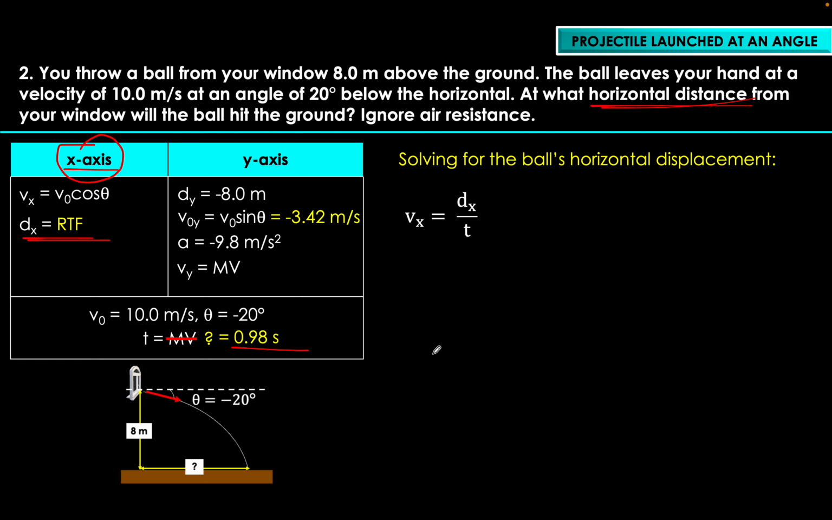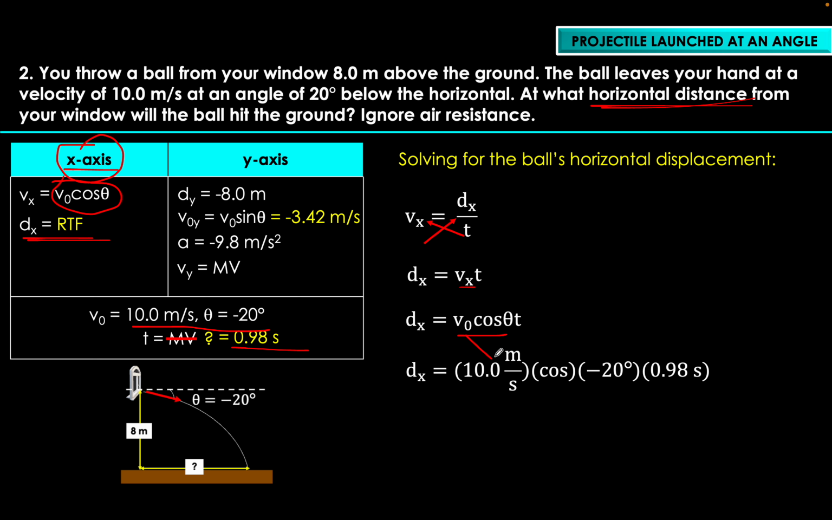So again, the formula for the constant velocity motion of the horizontal component of the projectile is v sub x equals d sub x over time. So we cross multiply to isolate d sub x. So we're going to have v sub x times time. And then we replace v sub x with v naught cosine theta because that is something where we can readily plug in the known variables. So we plug in v naught is this. Cosine theta is cosine negative 20 degrees because negative 20 is below the horizontal. And then the time taken by the ball to cover this entire trajectory is 0.98 seconds, based on our solution using the y variables.